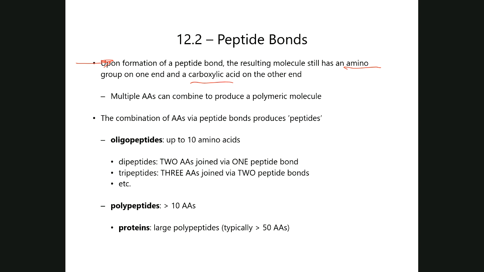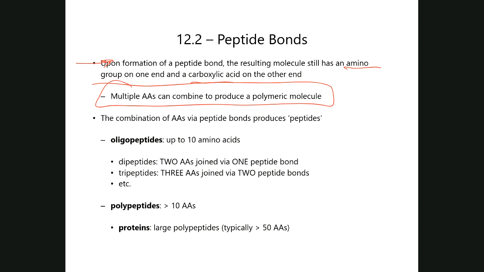Therefore, this allows for many amino acids to be combined together, and it will form molecules that can be small, if it's just a handful, or enormously large, if there's hundreds or even thousands of amino acids bonded together. So depending on how many are bonded to the structure is how we classify them. The terminology is similar to what we discussed with carbohydrates. We talked about monosaccharides, oligosaccharides, polysaccharides. So the same type of terminology applies here.